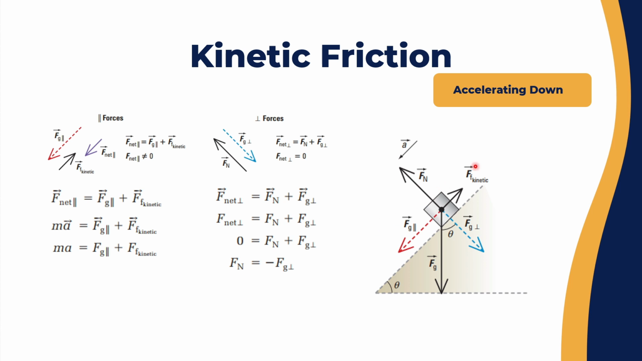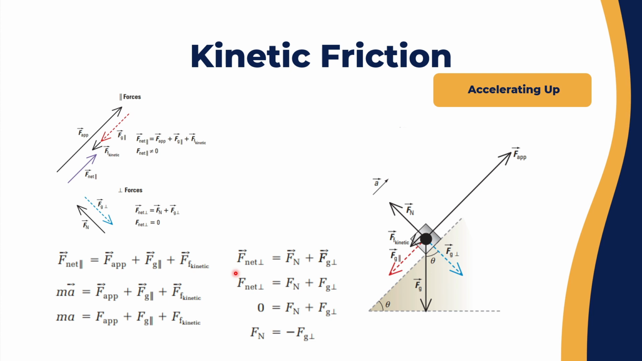It's only moving in the parallel direction. So the F net perpendicular would be Fn plus the Fg perpendicular. We don't say Fn perpendicular because it is perpendicular in all cases. F net perpendicular is 0. In this case, we can conclude that the normal force equals minus the F gravitation perpendicular.